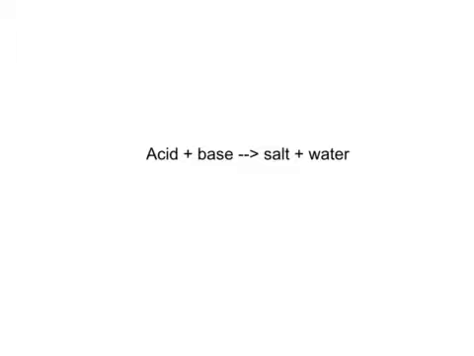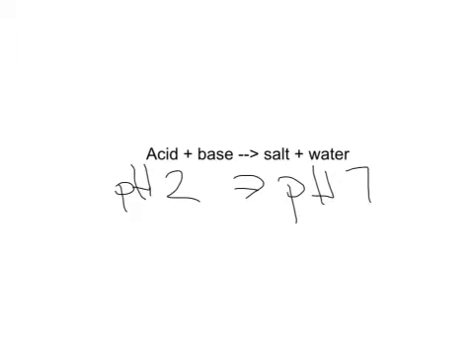So it might go from the acid being a pH of 2 or something, and after the reaction, the acid and the base should react together and make a pH of 7. All right, and pH 7 is like water, so it's pretty safe to clean up. Okay, and that's basically how a neutralization reaction works.